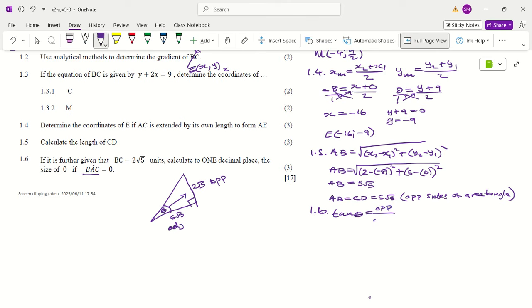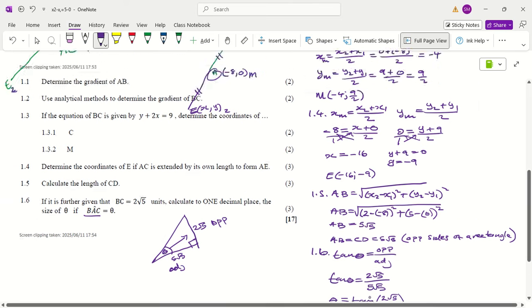Tan theta is equal to opposite over adjacent. So now we can say that tan theta is equal to our opposite, 2 root 5, over our adjacent, 5 root 5. So then theta is equal to shift tan of 2 root 5 over 5 root 5. Very simple there. When you press your calculator, your answer will give you 41,8. So very simple there.